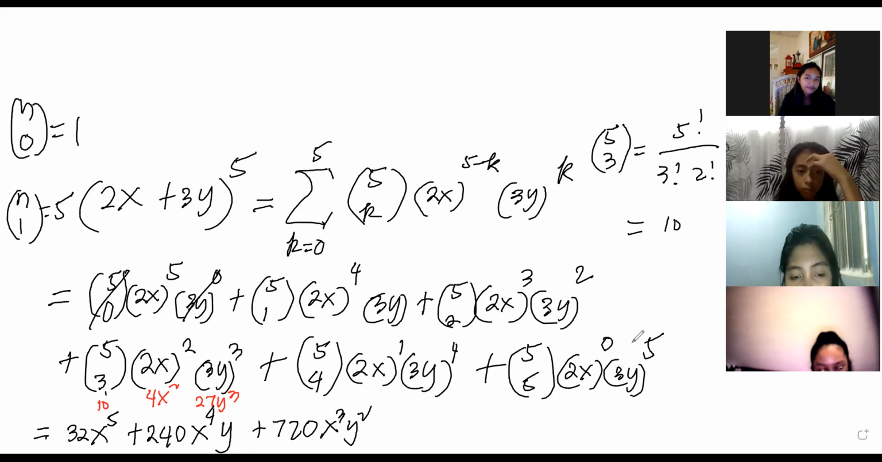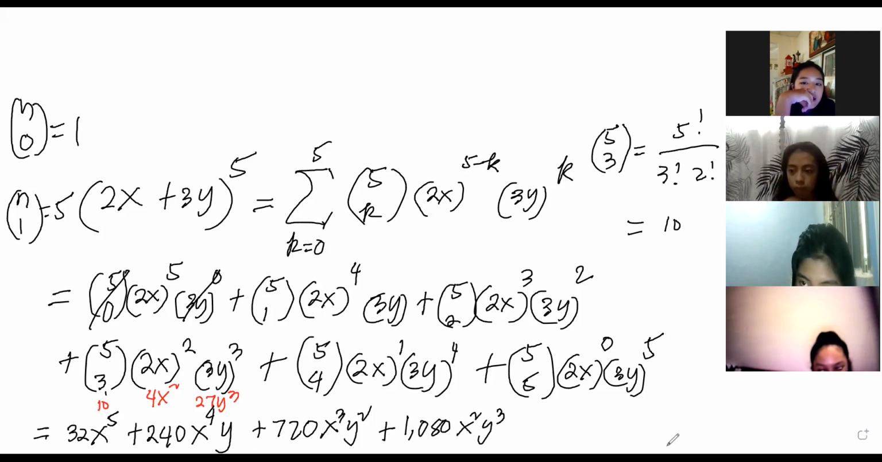Very good. And next to that, you will be multiplying this 3. So what is the number? 10 times 4 times 27. That's the answer: 1,080, sir. 1,080 x squared y cubed. Okay, so we're done with that.